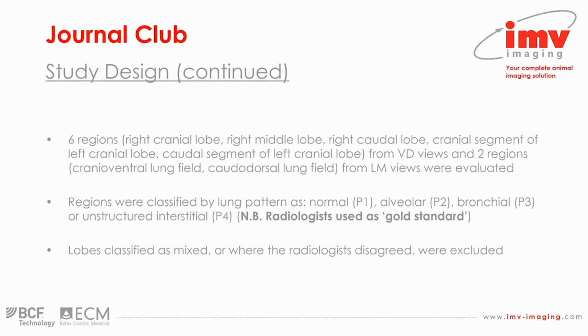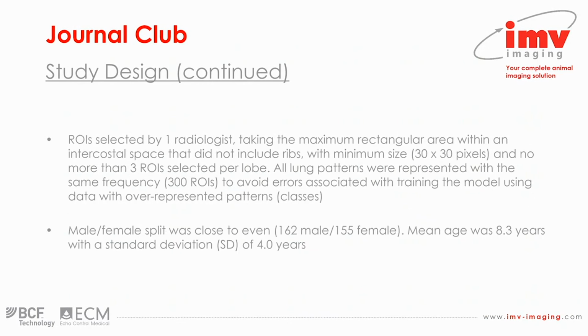Lobes that were classified as having mixed lung patterns, i.e. more than one of the above, or including some of the lung patterns that were excluded from the study, were excluded. Similarly, any radiographs for which the radiologists were unable to agree on which lung pattern was present were excluded as well. It's unclear whether exclusion of particular lobes in this way may have introduced any degree of bias.